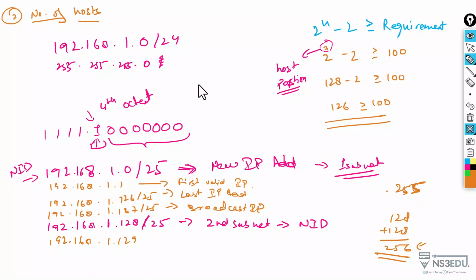You can also verify this by the previous formula, 2 raised to the power n, where n is the number of network bits, you remember. The number of network bits is 1 here in the 4th octet, so that will be equal to 2. 2 raised to the power 1 is 2.